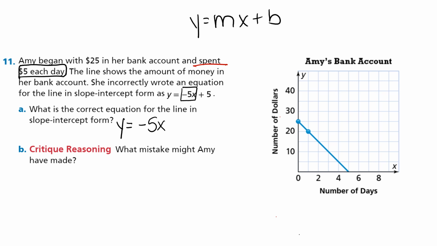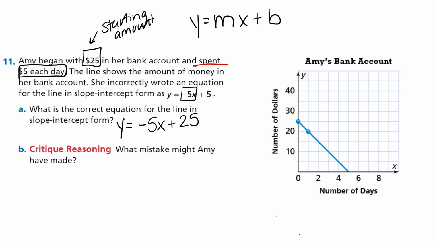The second part of the equation should be the b value, which is our y-intercept, or our starting point. 25 is her starting amount, and so 25 is our y-intercept, and it is a positive 25.